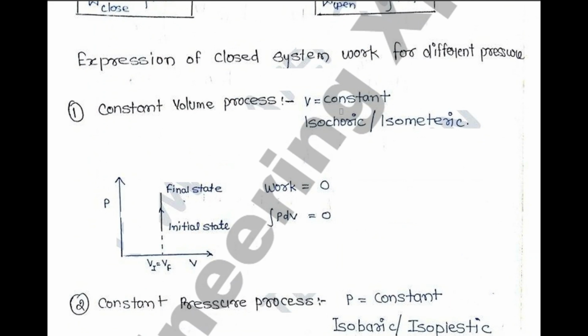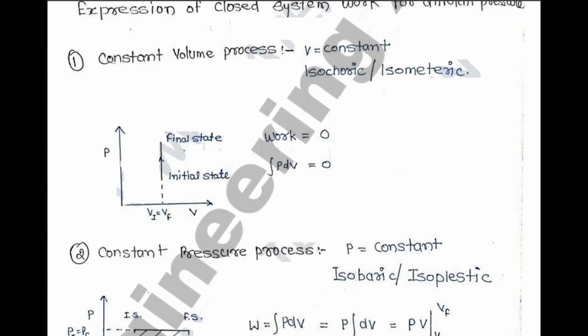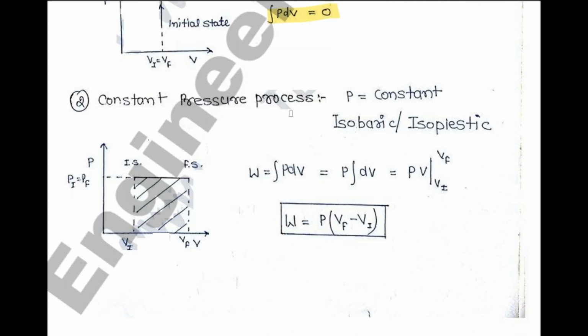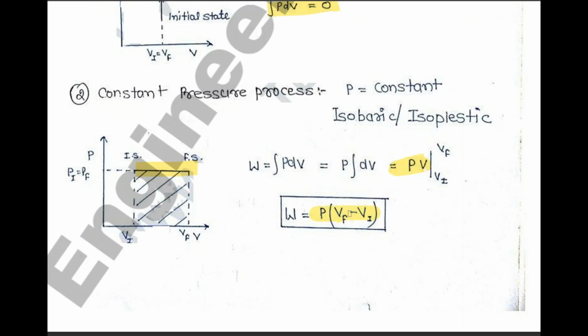So here are the different closed system works. First is constant volume, so the process is isochoric, and for closed system we know that PdV is the work done. Because there is no volume change, PdV will be zero and work will be zero. For constant pressure condition, the pressure is constant throughout, so the integral simplifies to P(Vf minus Vi).